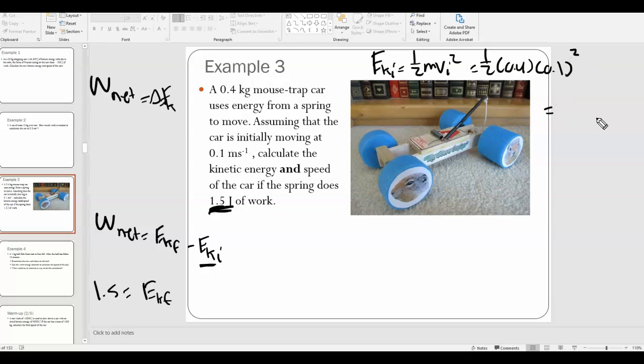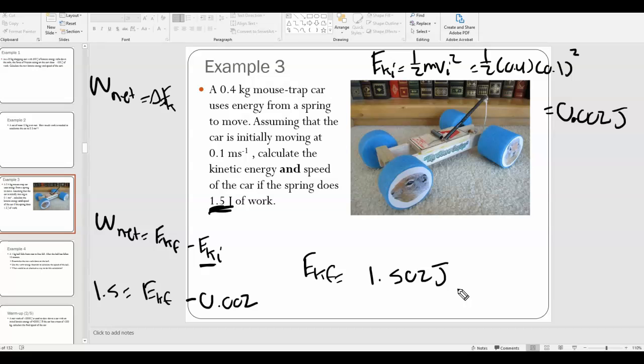So I'm going to my calculator, I'm going to do 0.1 squared times 0.4 times 0.5, and I get, wow, 0.002 joules. Should be a decimal there. Okay, so that's how much kinetic energy the mousetrap car initially has. So that is my EKI, which means that EKF is going to be 1.5, let's see, 1.502 joules. All right, so that answers the first question to calculate the kinetic energy of the car.